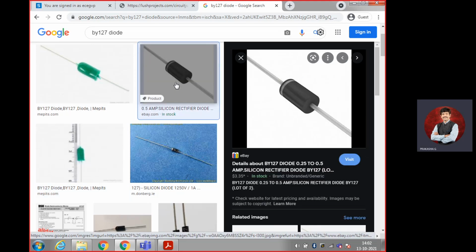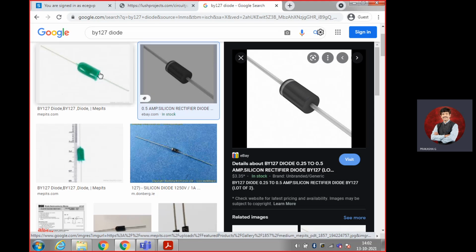This is one more type. It's black color. Here both sides are flat, both ends. Here also flat, here also flat. It's a pure cylinder-like structure. It is not a resistor. It's a diode. But the problem here is how to identify anode and cathode. The full black side is the anode, and the gray color ring is the cathode.